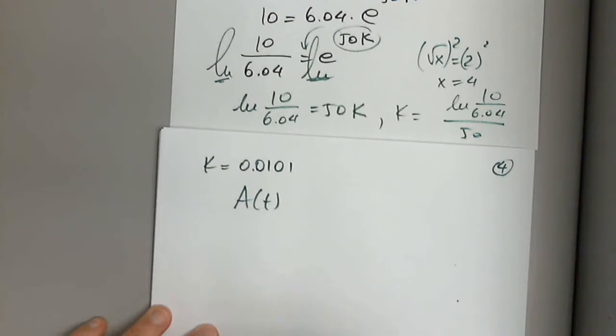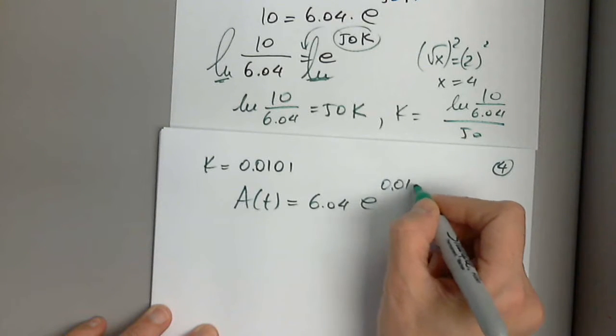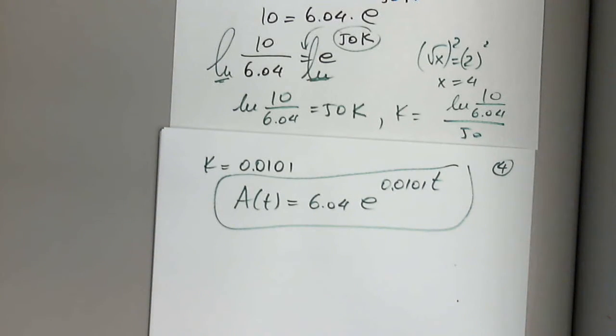0.0101. Now I do have the entire model now. 6.04 e to 0.0101t. This is the function. A of t is like f of x, and t is like x. So I have the entire model now. The next question here is, in which year will Israel's population be 9 million?